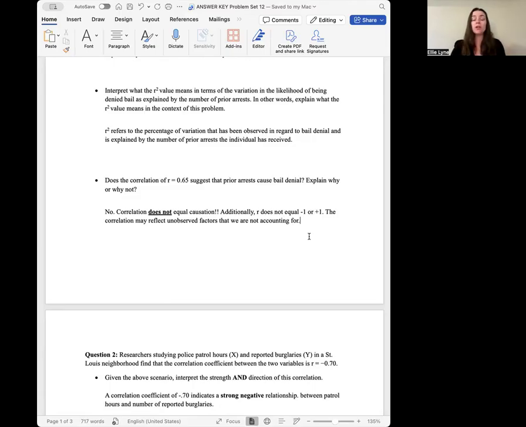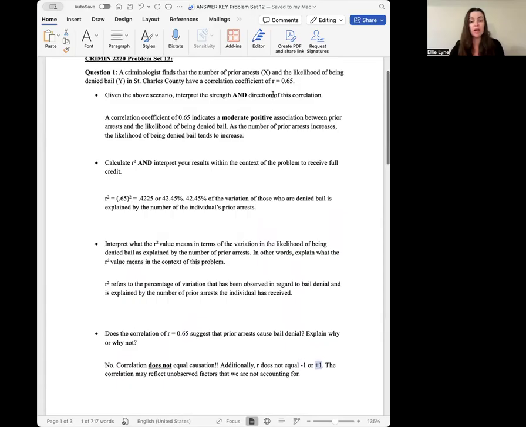Even though we are describing correlations, relationships, and associations here, we cannot say that prior arrests are causing bail denial in this case. We can just say that they're correlated, it has something to do with it, there's a relationship happening here, but it's not actually causing this to occur. There is not a causal relationship here. We know this for a couple of reasons. One, because it's not a perfect -1 or +1 relationship in terms of our R-squared or our R value for Pearson's R at the beginning.